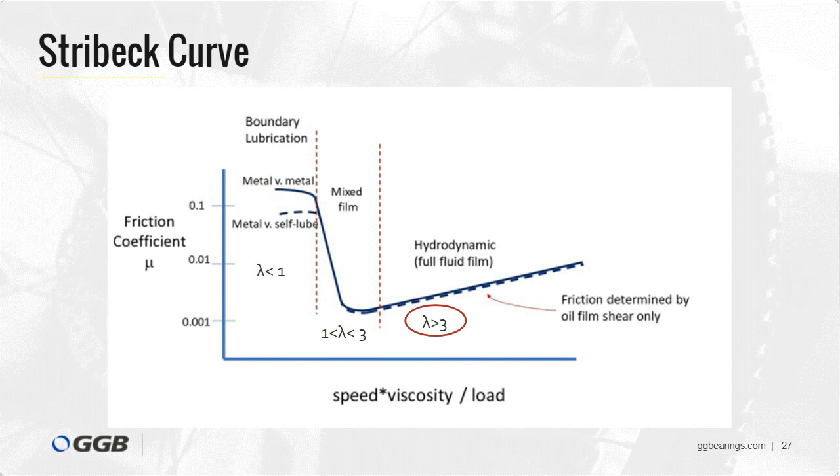Then, as conditions become more demanding, for example, with increasing speed, the power losses become greater, giving a corresponding increase to the coefficient of friction. At some point, the resulting increase in temperature will become significant enough to exacerbate this by reducing the viscosity and hence the film thickness.